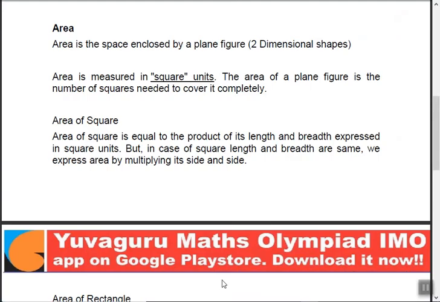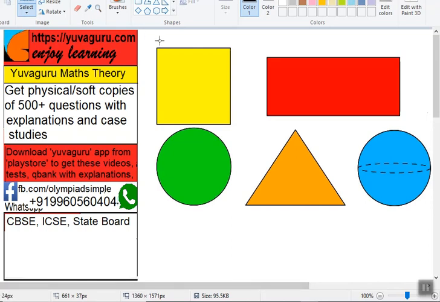Okay. So what is the area of the square? Area of the square is equal to the product of its length and breadth. Both are the same. Expressed in square units. In case of a square, length and breadth are the same. So we express area by multiplying side and side. Right? We don't call length and breadth in a square because both are the same. Length and breadth we call in a rectangle because there they are different. See this square. Sides equal. So area is one side into the other side. Multiplication of the two sides.